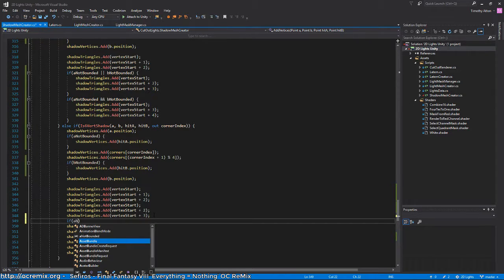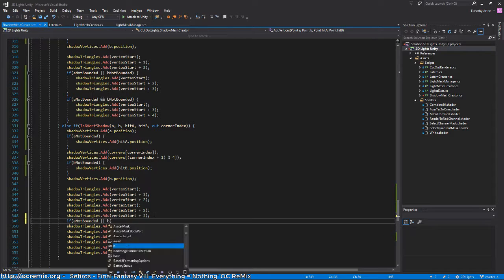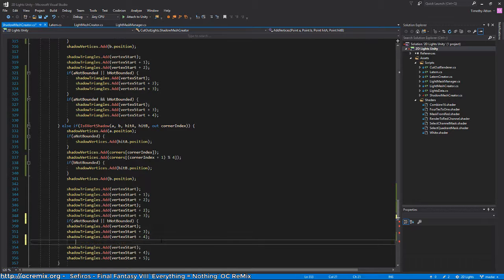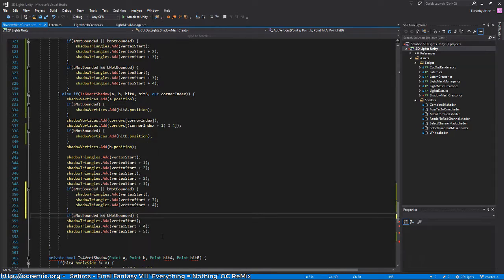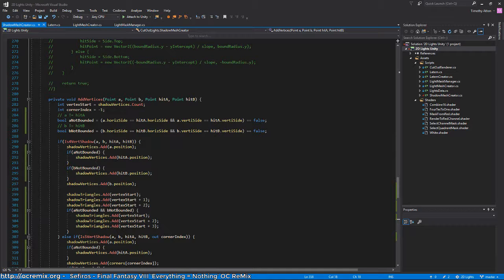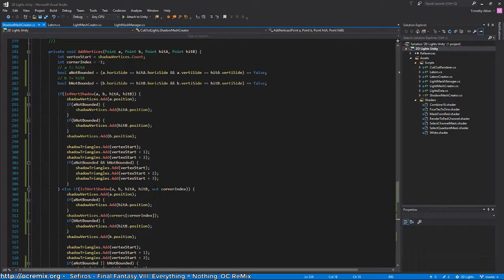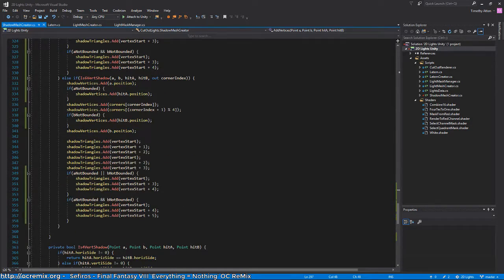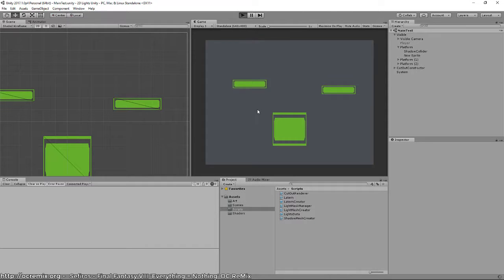And then again, if either, then we add a third triangle. And then if both, we add the last one. Here, should this be both or should it be either? Okay, well actually, see, this shouldn't even run if both are not bounded, which I think can never happen. So it's either, yeah, this should be or, actually. Okay, so let's look around and see what happens now.